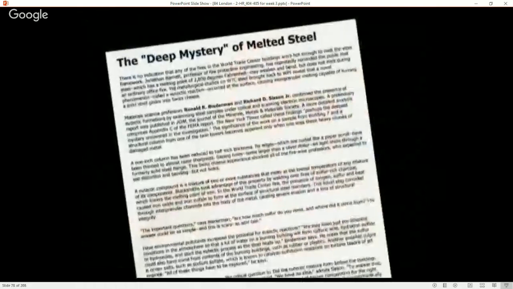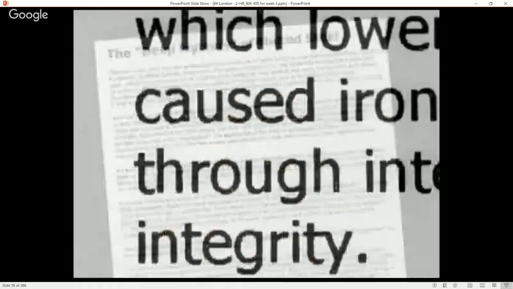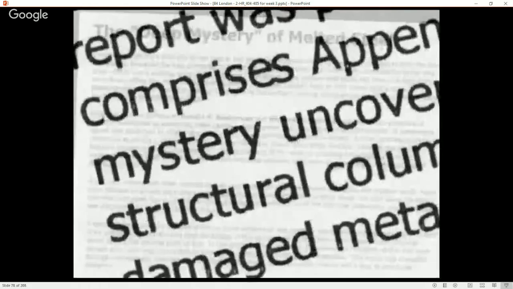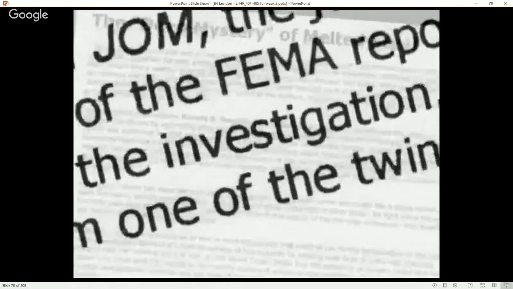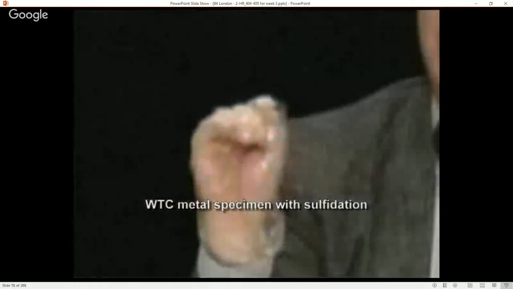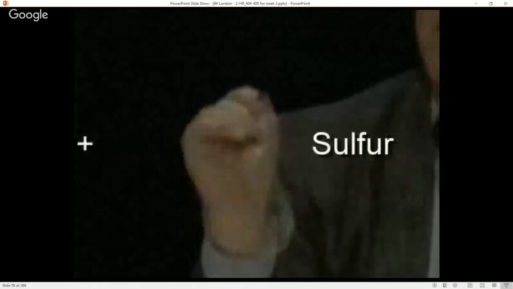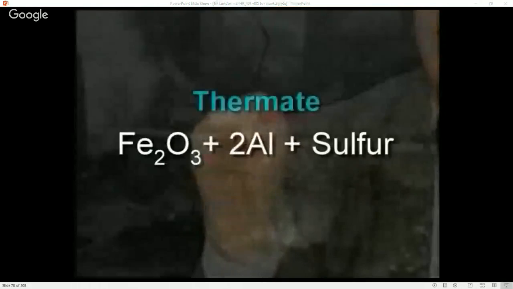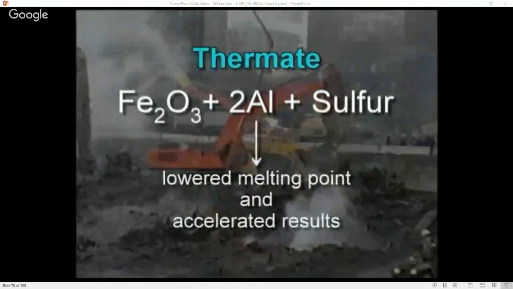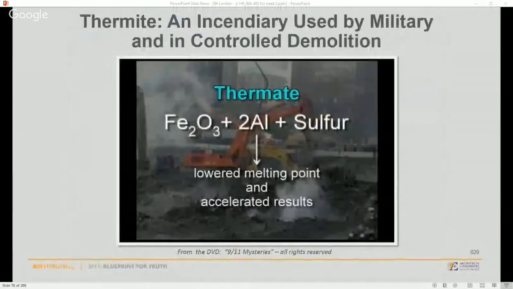Appendix C of the FEMA report describes sulfur residues on the World Trade Center's steel. The New York Times called this the deepest mystery of all. Sulfur slightly lowers the melting point of iron, and iron oxide and iron sulfide have formed on the surface of the structural steel. Sulfur used with thermite is called thermate, producing even faster results. Fascinating. Maybe we're getting somewhere.